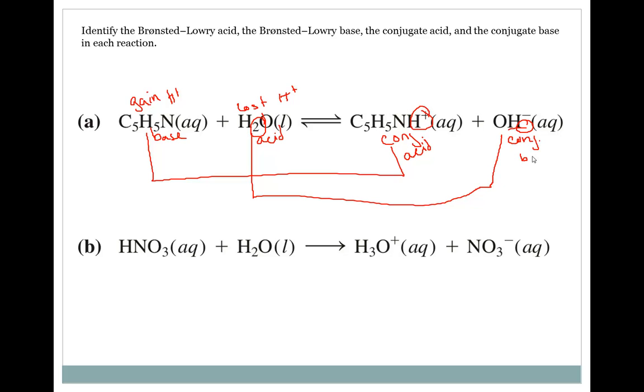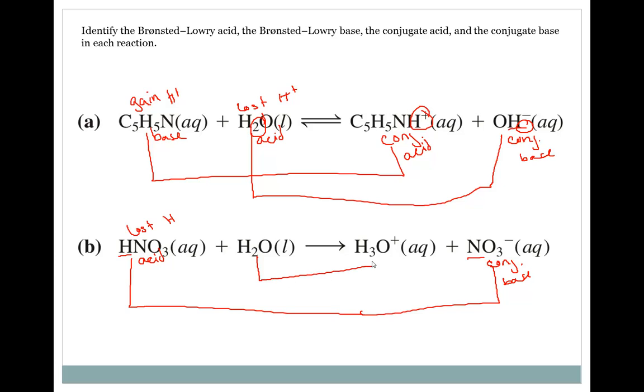Down here we have HNO3 going to NO3 minus. We've lost a hydrogen here, making this the acid, and this would be the conjugate base. And then H2O to H3O, we gained a hydrogen, making this one a base, and this one the conjugate acid. And those are your definitions for acids and bases, as well as conjugates.